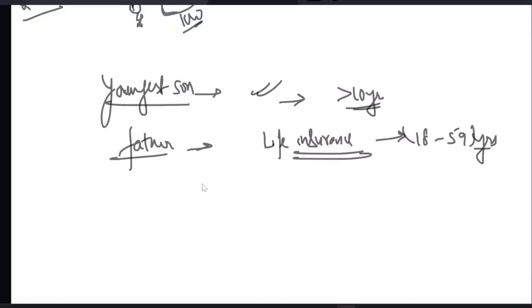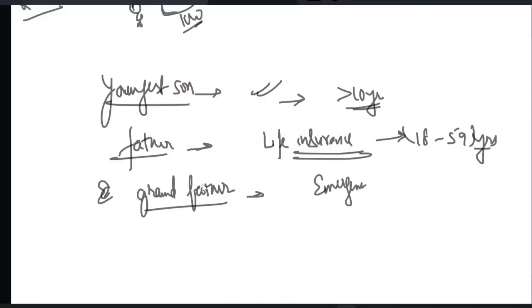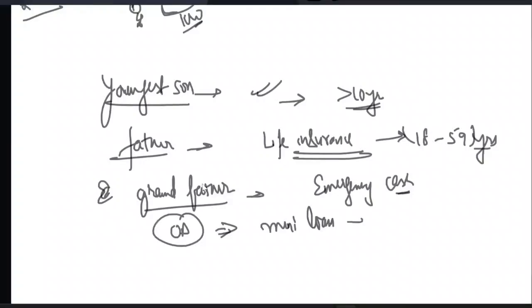Finally, the grandfather. He asks, what if I need emergency cash? So we have the youngest son, the father, and finally the grandfather. The Jan Dhan account offers an overdraft facility. They offer the OD facility, which is basically an emergency mini loan. You can think of this like an emergency mini loan up to how much? Up to rupees 10,000.